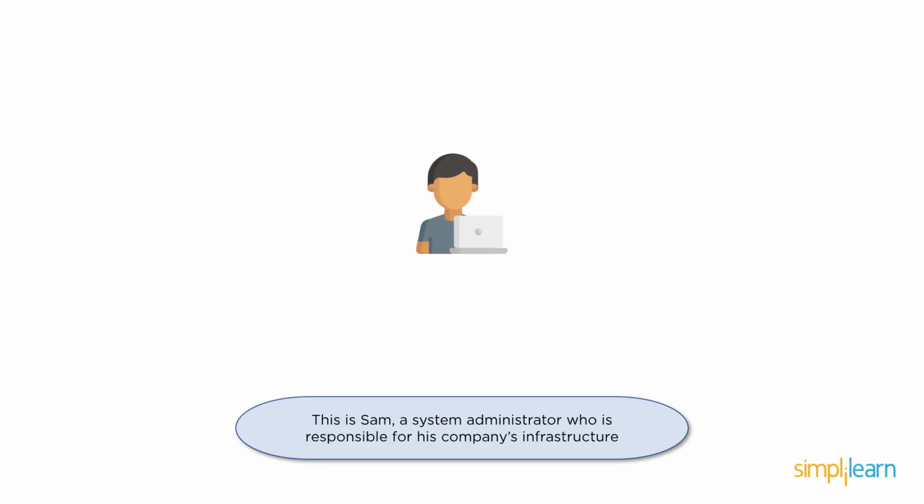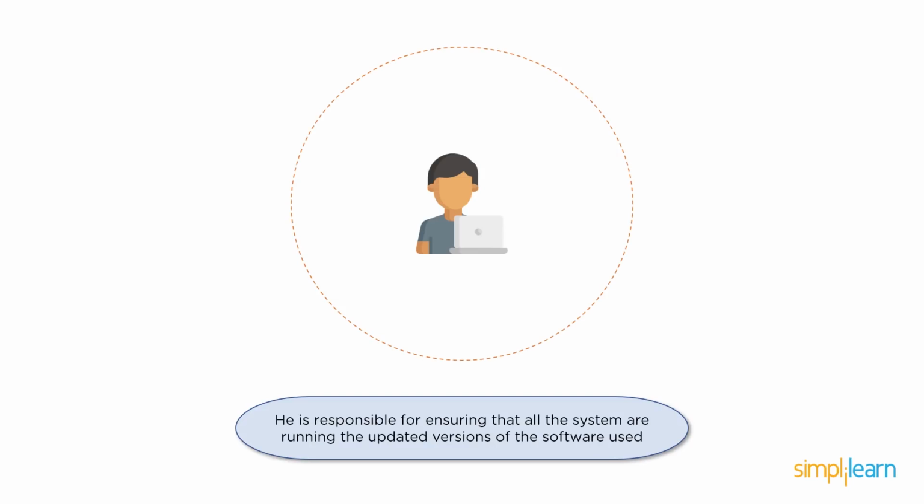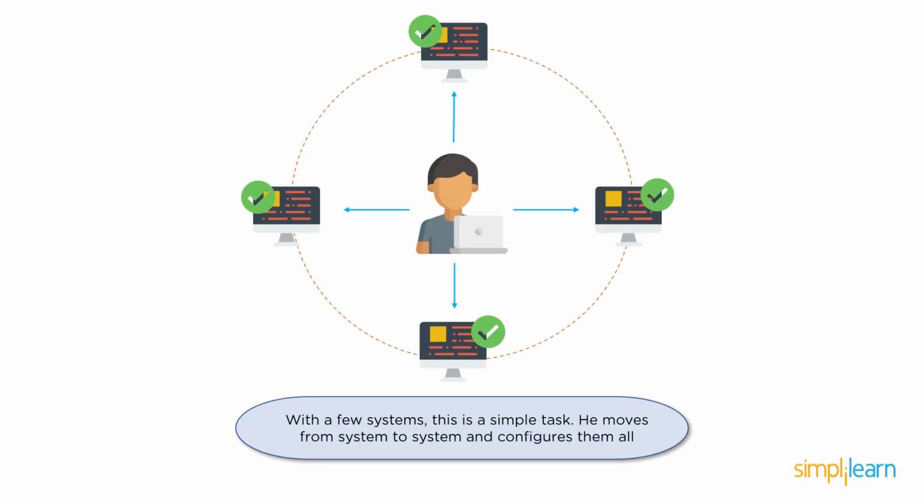This could include your web servers, your database servers, the various repositories, and so on. So as a system administrator, Sam needs to ensure that all the systems are running the updated versions of the software. Now, when you consider a handful of systems, this seems like a pretty simple task. Sam can simply go from system to system and perform the configurations required. But that is not the case with an organization, is it?